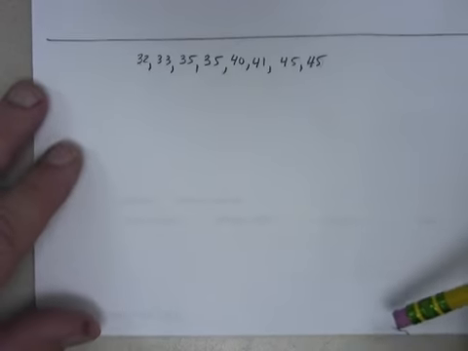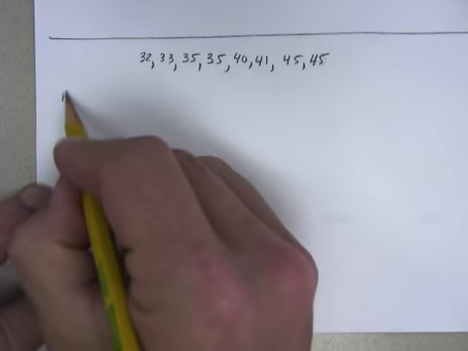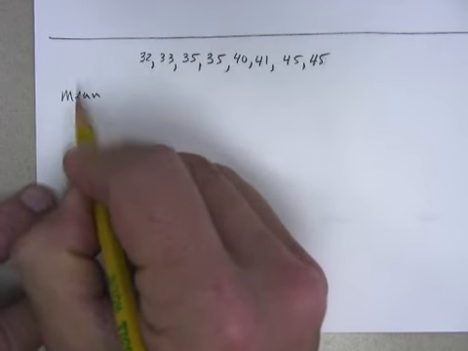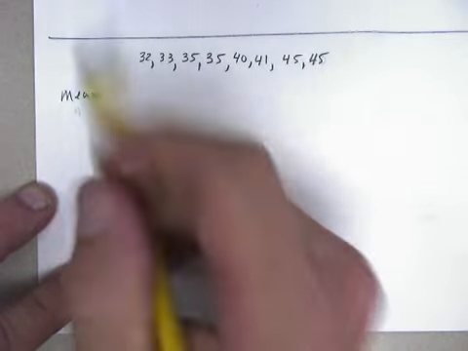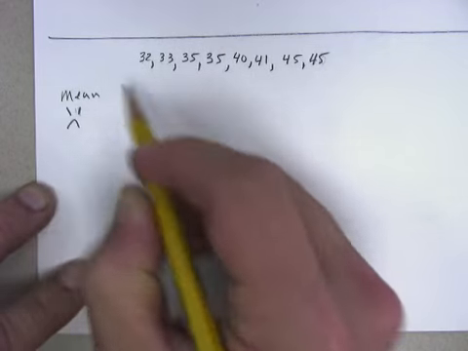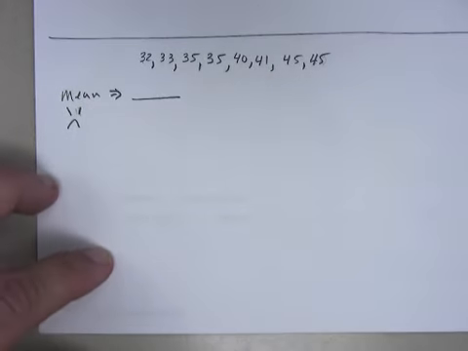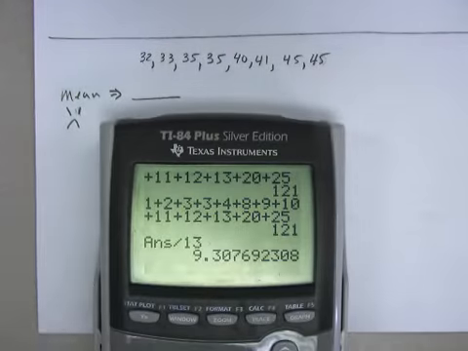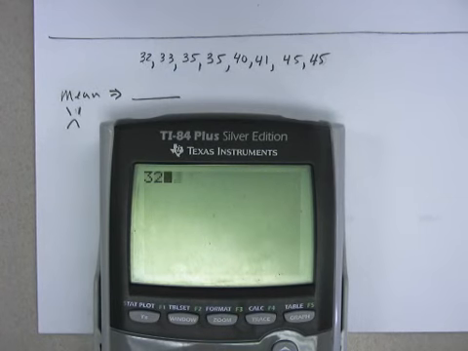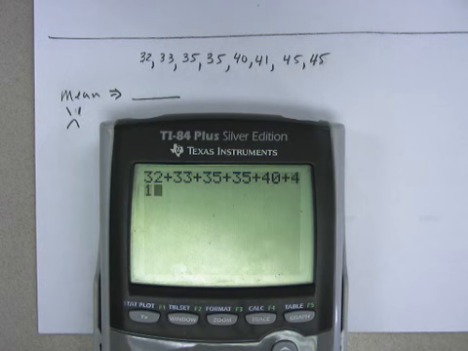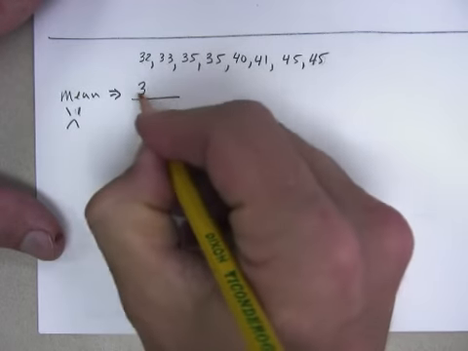Okay, we're going to go ahead and do the same thing for the bottom numbers. So I've got the mean first. Remember, mean is the number that looks mean because it requires the most work. So we're going to add everything up first and divide by how many I have. And I'll do it on the calculator so you can see me do it. So there's 32, 33, 35, 35, 40, 41, 45, and 45. So I get 306.